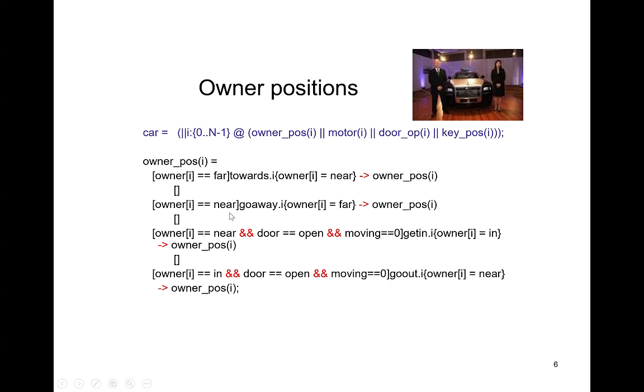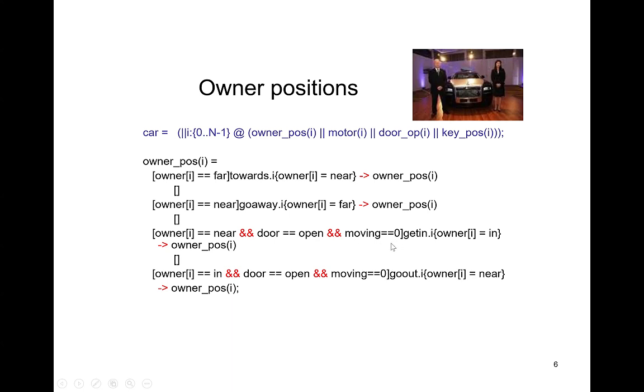Another scenario is that when the driver is near the car, he can go away. The driver's position changes from near to far, and here is an assignment, which is a piece of program like Java or Python, to change the position from near to far. There are other processes: once you are near the car, when the door is open and the car is not moving, then you can get into the car. Then the driver position changes from near the car to inside the car.